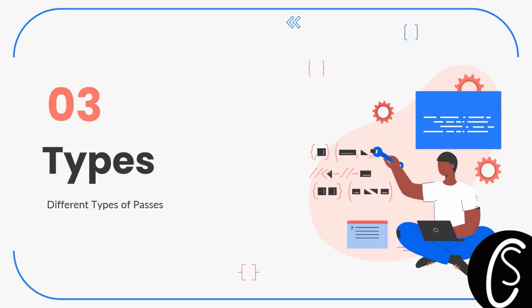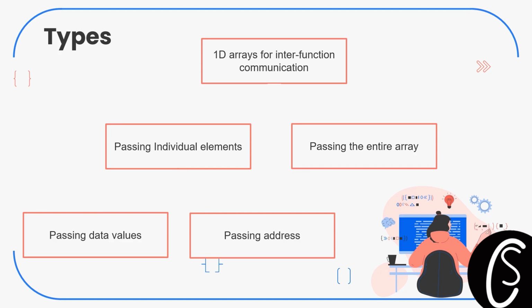As mentioned earlier, we will explore more type of array passing. Let's explore the different type of passing arrays in the upcoming slides. This chart represents the different type of array passing to a function. In this chart, we are working on 1D array.